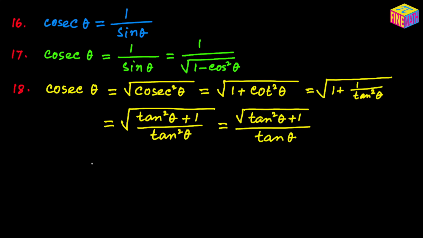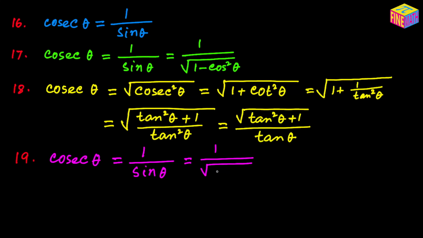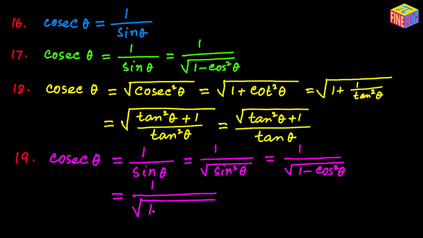Now let's try to convert cosecant theta into secant theta. So we can write this as 1 over sin theta, which is equal to 1 over square root of sin square theta, which is equal to 1 over square root of, now I am going to use the Pythagorean identity, so this can be written as 1 minus cosine square theta, and then that can be written as 1 over square root of 1 minus 1 over secant square theta, because cosine theta is equal to 1 over secant theta, they are the reciprocal identities.